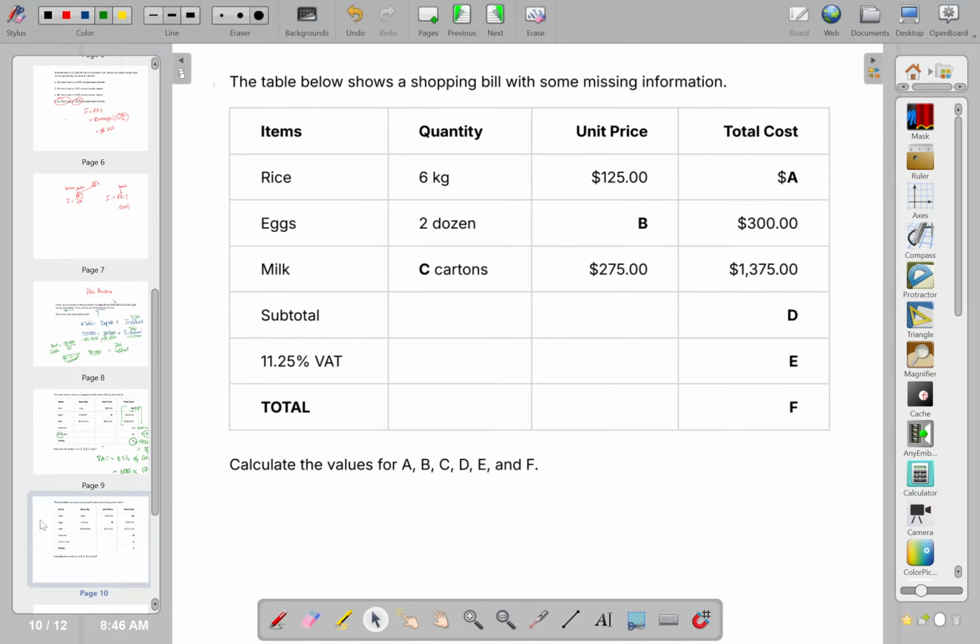We're going to wind down after this. So we did higher purchase, we did simple interest, and also we're doing value added tax. Let's see if you can do A to F. Let's see.